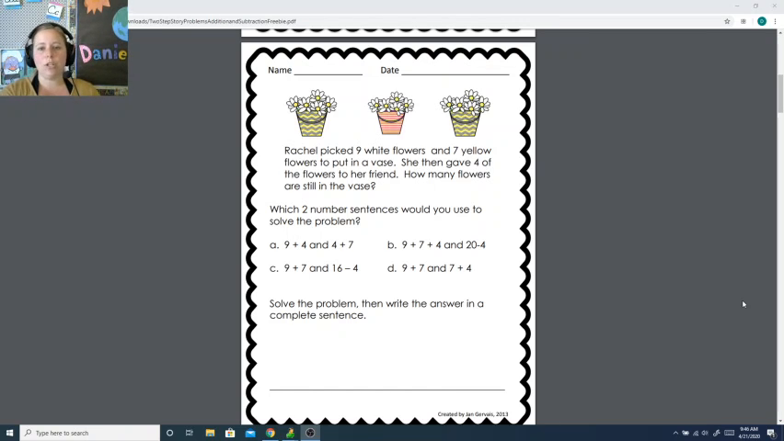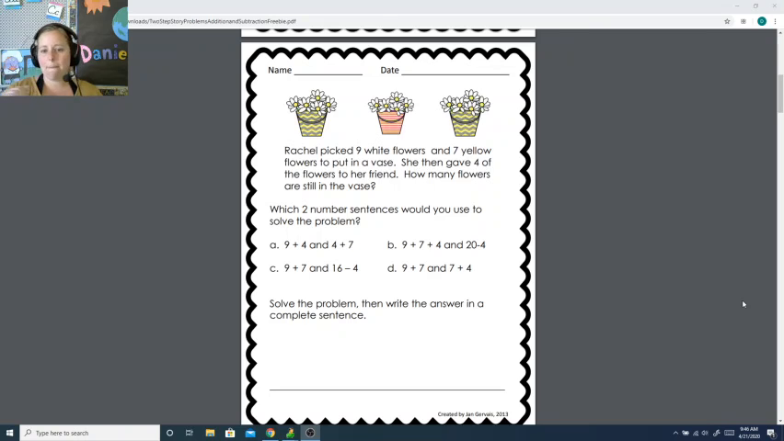So this says Rachel picked 9 white flowers and 7 yellow flowers to put in a vase. She then gave 4 of the flowers to her friend. How many flowers are still in the vase? So which two number sentences would you use to solve the problem? And just a quick reminder, a number sentence is just a math problem that doesn't have an equal sign at the end, okay? Later on, they're going to be known as expressions, but right now we're just calling them number sentences.